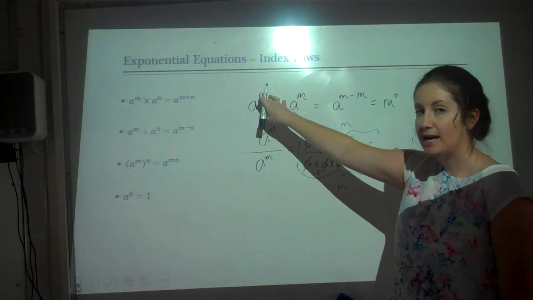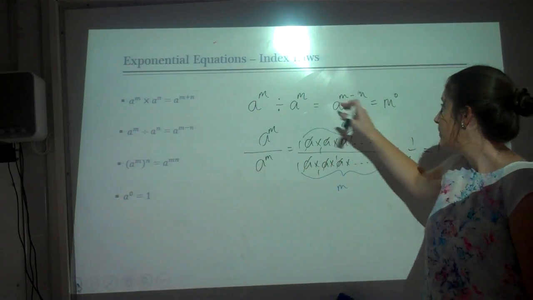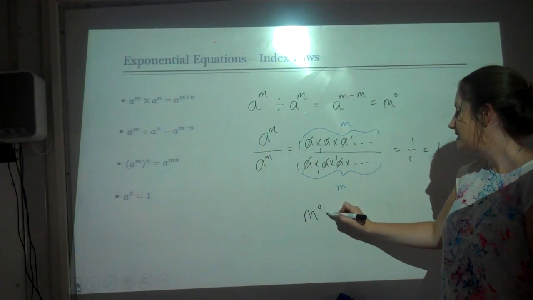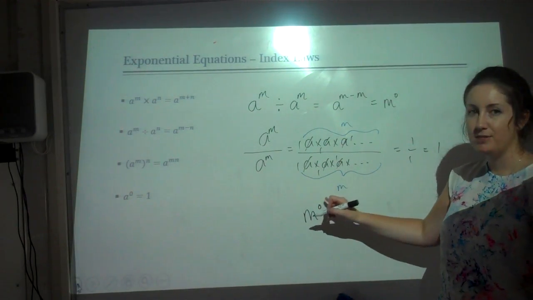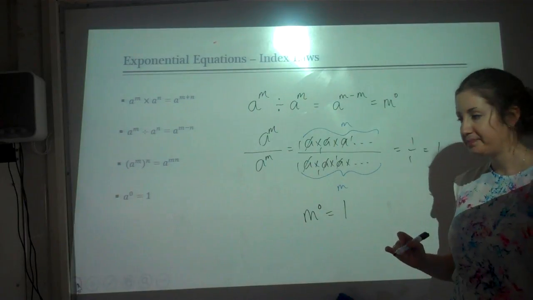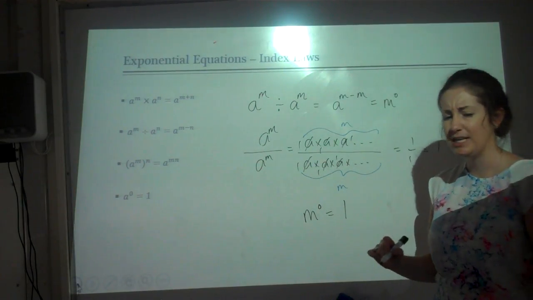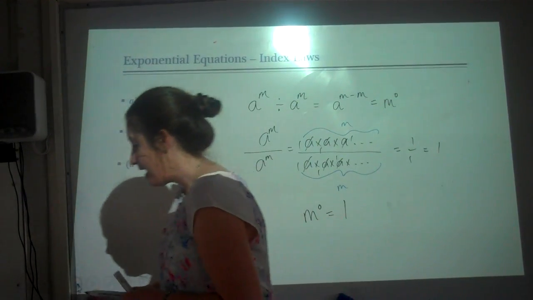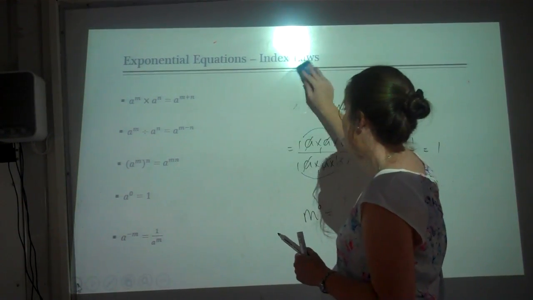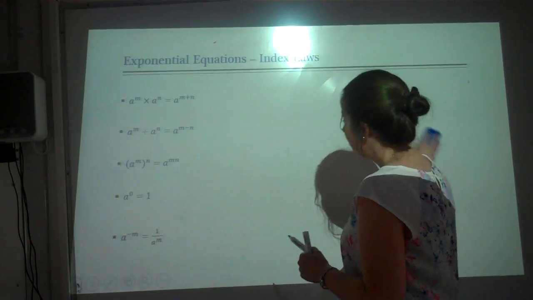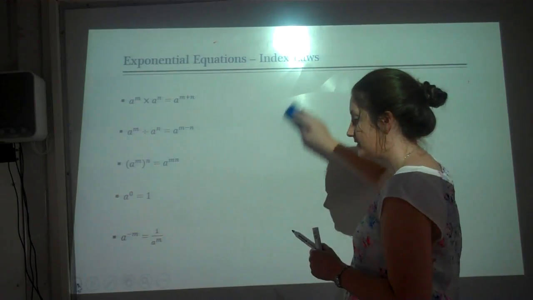Because our 2 starting expressions were the same, that means that our 2 ending expressions are the same, and we get that anything to the power of 0 is always equal to 1. And this is a really important rule to keep in mind. Our final index rule that we need to know relates to negative powers. And again, we can consider this in a couple of different ways.